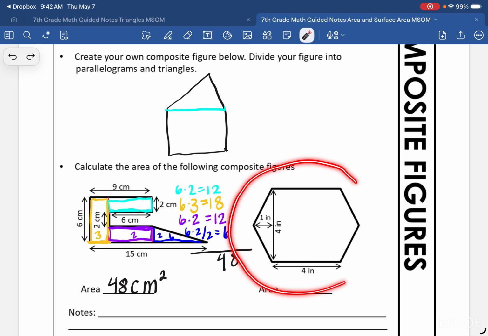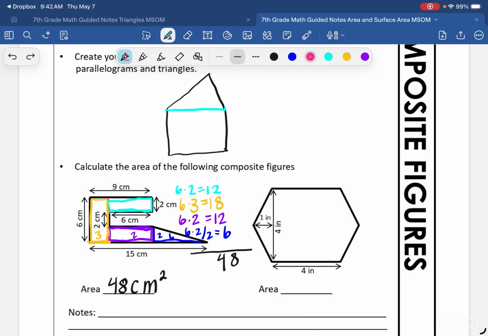Moving on to this figure here on the right, I'm going to divide it like I did up on the top. So I'm going to have this triangle, and I know that in the middle is actually a square because this is 4 and this is 4. So the base times the height is 16. So we're going to write 16.